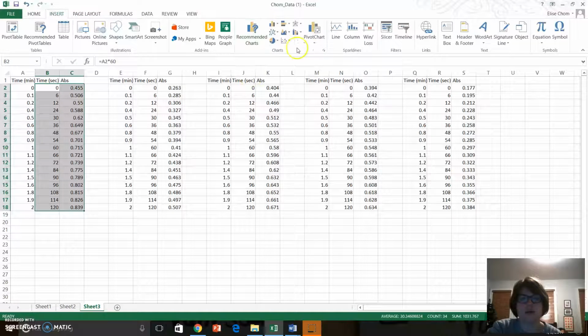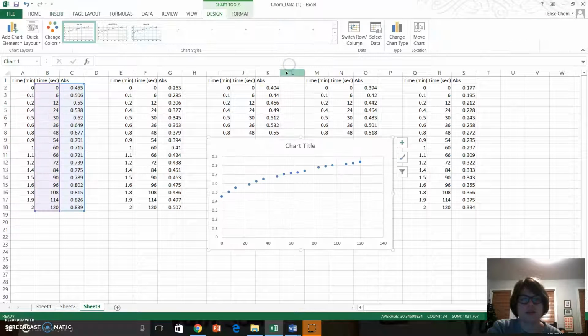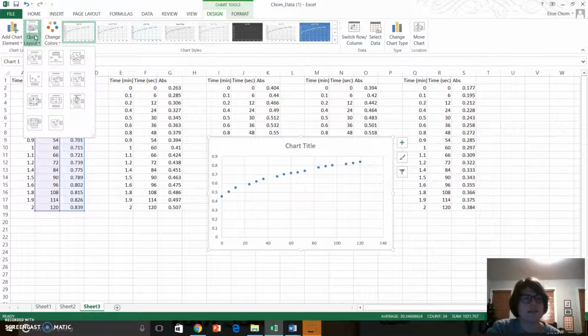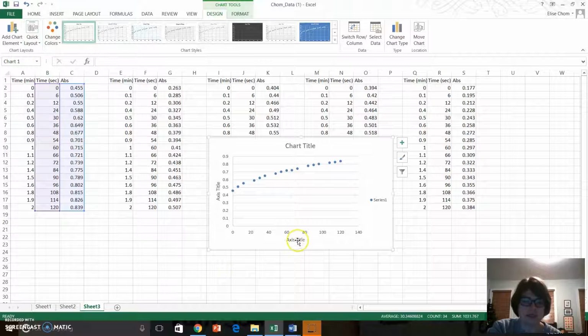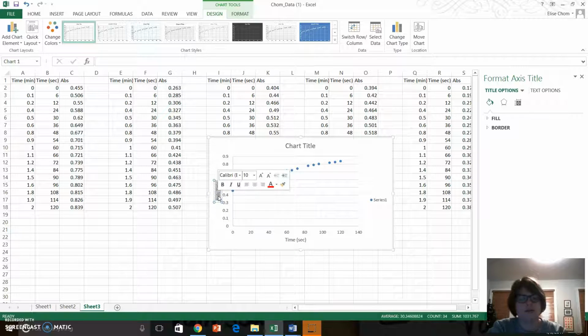Insert, scatter, just dots, and I get this. Okay? I want to change my layout so I have an axis and a title. This is my time in seconds. So time, second. And over here, this is my absorbance.